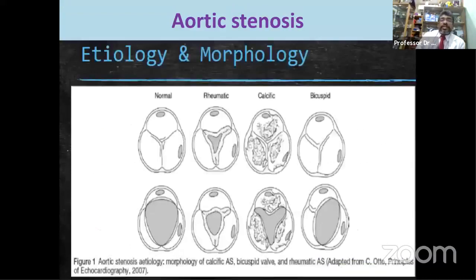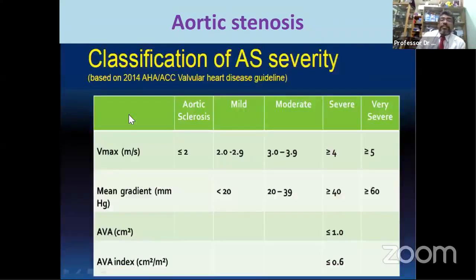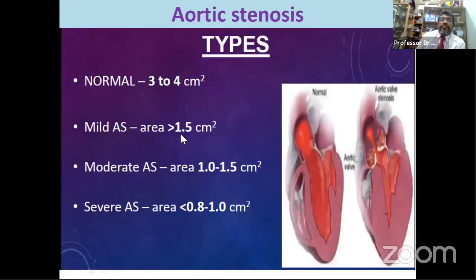And these are the different causes of aortic stenosis, and this is the classification of the types of aortic stenosis. Patient may have a normal valve area of 3 to 4 centimeters square, as I have already said. If the aortic valve area is more than 1.5 centimeters square, this is mild aortic stenosis. If the patient has an aortic valve area of 1 to 1.5 centimeters square, this is moderate aortic stenosis. If the aortic valve area is less than 1 centimeter square, then it is severe aortic stenosis.